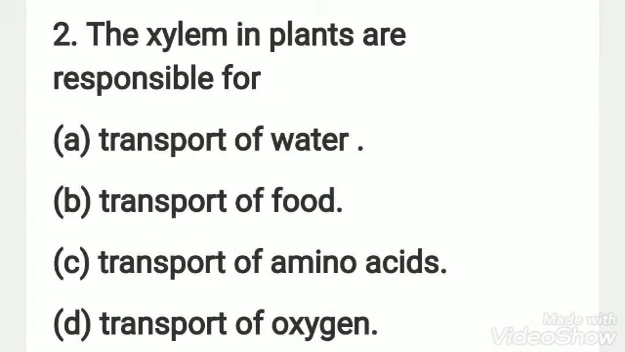The second question is, the xylem in plants are responsible for A. Transportation of water, B. Transportation of food, C. Transportation of amino acids or D. Transportation of oxygen. Now we have studied this earlier also. Xylem is responsible for the transportation of water and minerals in the plants. So the answer would be part A.